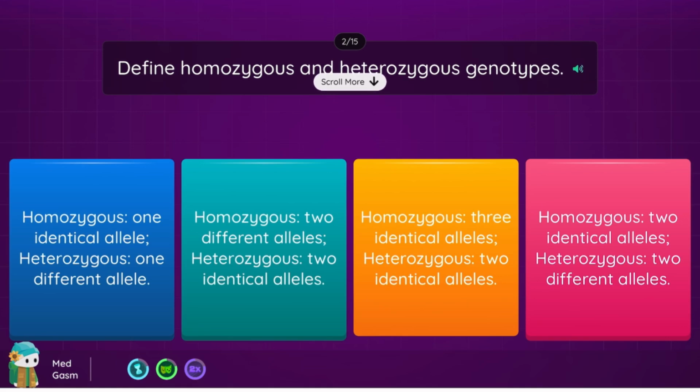Option 3. Homozygous: 3 identical alleles, heterozygous: 2 identical alleles. Option 4. Homozygous: 2 identical alleles, heterozygous: 2 different alleles.